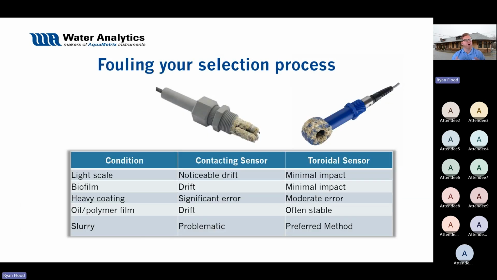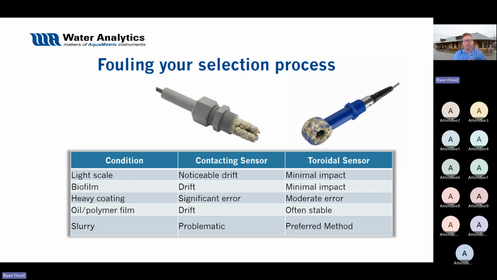There's more to think about when it comes to contacting conductivity and toroidal, right? So we talked about the range of the measurement, and that's a big part of the application. But another big part is how are you installing? What is the type of water that it's being put into? And fouling can be a big problem for some of the contacting sensors. So you have a little bit of scale, and you might see a little drift. But on toroidal, it's going to have very minimal impact. You may have a little bit of biofilm on the contacting sensor. Again, you're going to see drift on that. And you can see from these pictures here a nice little example of what that could look like.